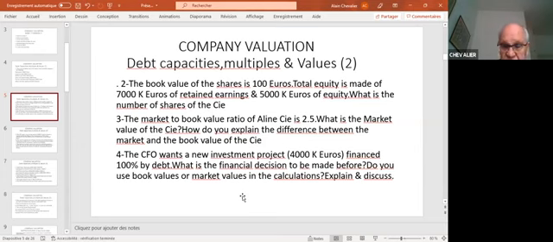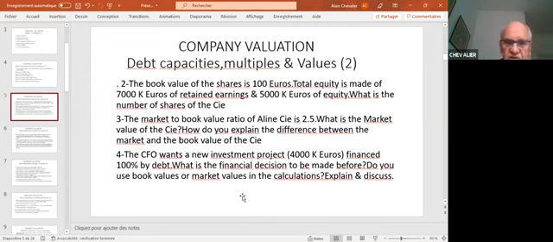So the question is very simple here. What is the financial decision to be made before going into this project? And of course, the second question here is, do we use book values or market values in the calculations? And you will see that this question of market value and book value to be used will be raised again in the case we'll go through later today.